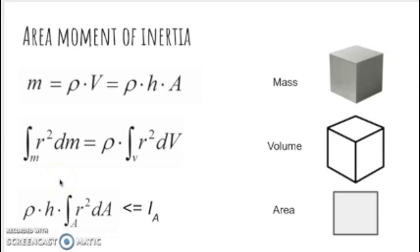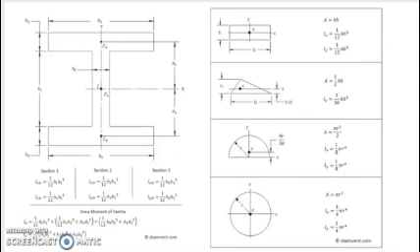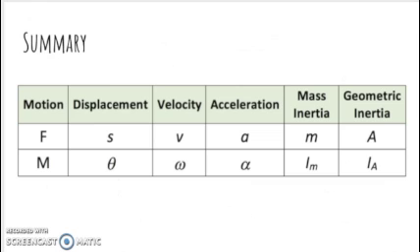So area moment of inertia is the resistance to change in an object's state with respect to its geometry. Therefore, we usually see it in formulas such as deflection and bending stresses, where forces are trying to change the geometry of the object. So here are some examples of equations to calculate the area moment of inertia of different geometries. So now let's review some terms.